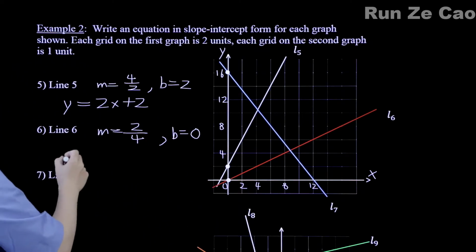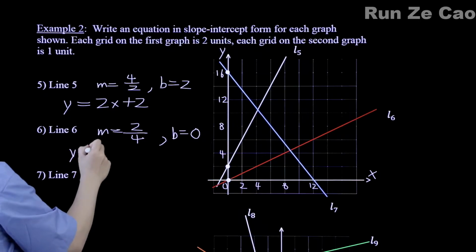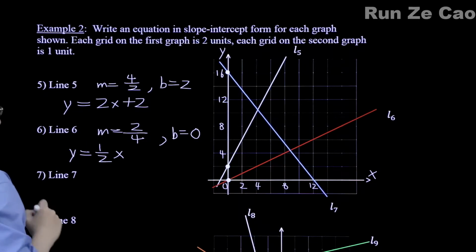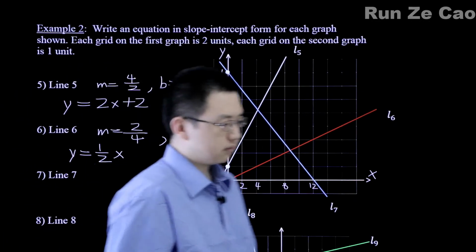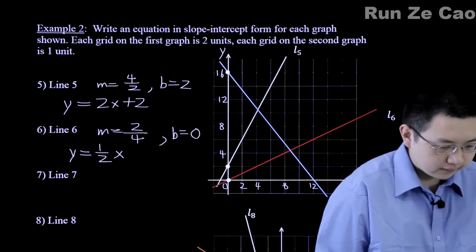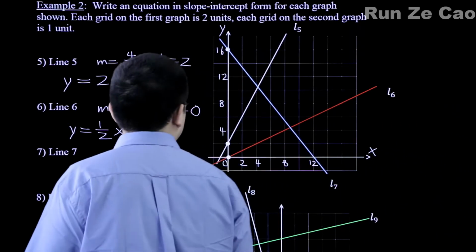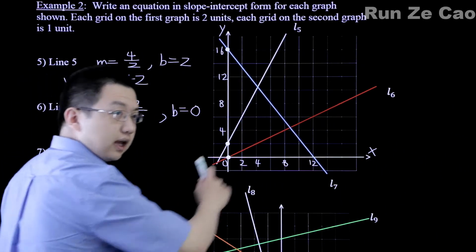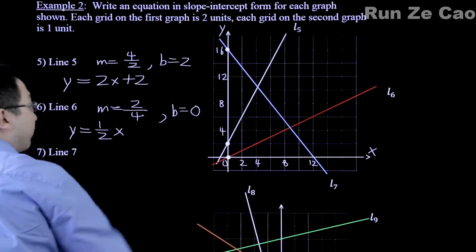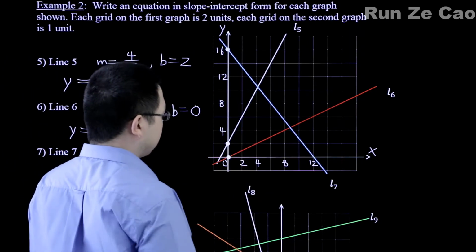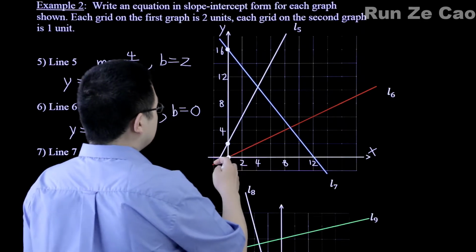B equals 0, so y equals 1/2 x. Line 7. Well, looking at line 7, we have a negative slope. So the bigger the x value gets, the smaller the y value. That's a negative slope there, in linear equations at least.